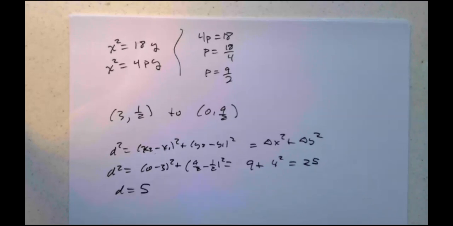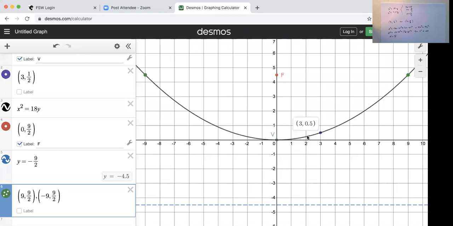So what have we just shown? We've just shown that the distance from the focus to that point is the same as the distance from that point to the directrix, which it should be, right? It should be, because all of the points on the parabola are equidistant from the focus and the directrix.